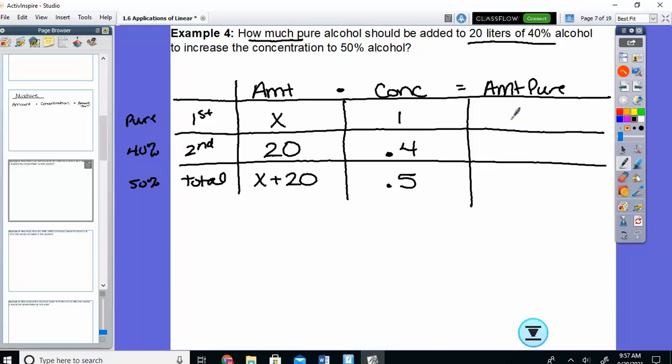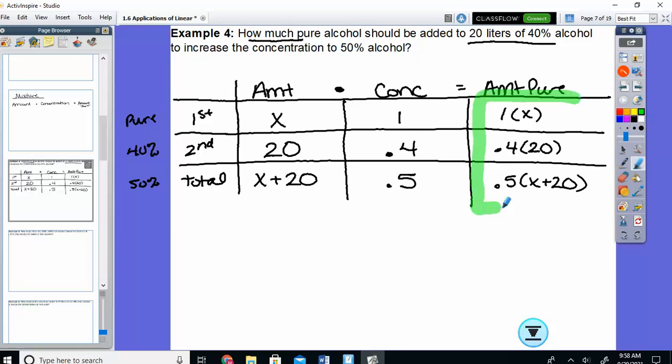So then we just multiply amount times concentration. We're using this formula. It says you multiply, so I'm doing the 1 times the x, 0.4 times 20, the 0.5 times my x plus 20. You can go ahead and multiply those if you want. I'm just writing it like this, so when you're looking in your notes, you can see exactly what I did. I just followed the formula across the top.